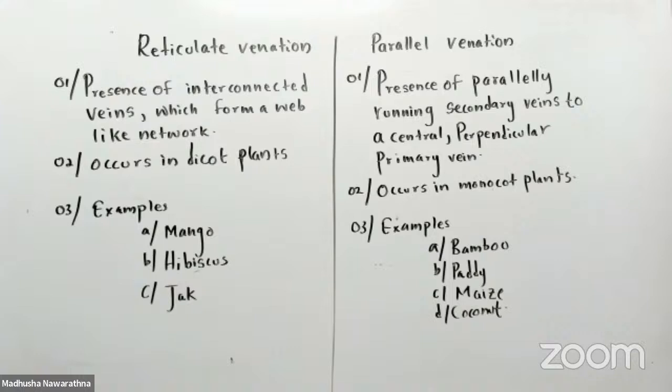Excuse me, sir. We can also get coconut leaves too. Why not? Is coconut parallel or reticulate? Parallel venation. Parallel. Very good. Parallel venation. Very good.